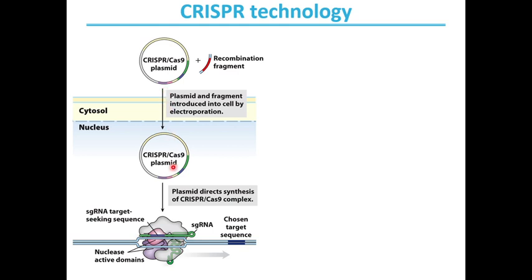Once this CRISPR-Cas9 plasmid and a recombinant fragment, which I'll explain in a bit, are introduced into the cell by electroporation, the plasmid directs synthesis of the CRISPR-Cas9 complex. And so the protein is expressed. Now, a complex consisting of CRISPR single guide RNA and the Cas9 protein forms within the cell and binds to the chosen target site in the DNA.